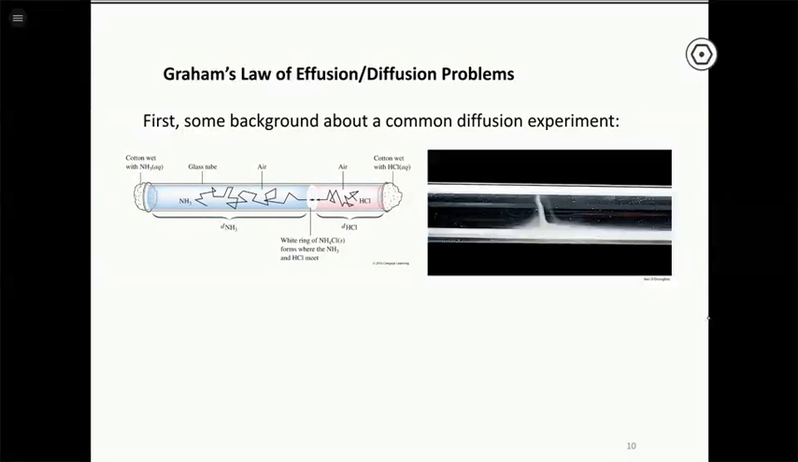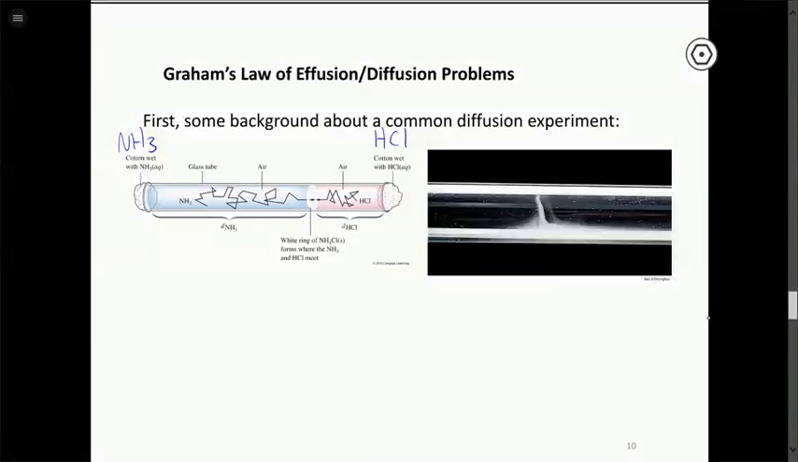This is a common experiment that people do to measure diffusion. And so the setup is this. It's a little bit small, so I'll write some things out. We're starting with some gas phase reactant on one side. The classic example is NH3. You're starting with another gas phase reactant on the other side, HCl.